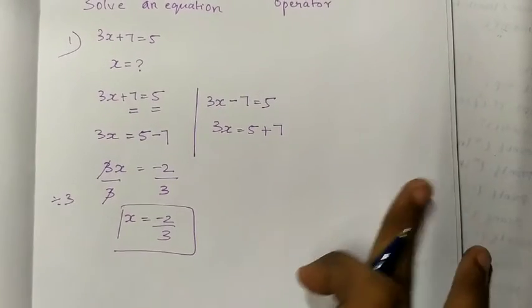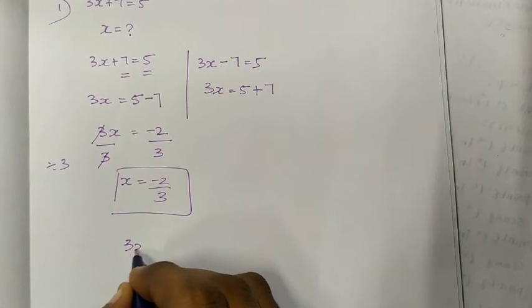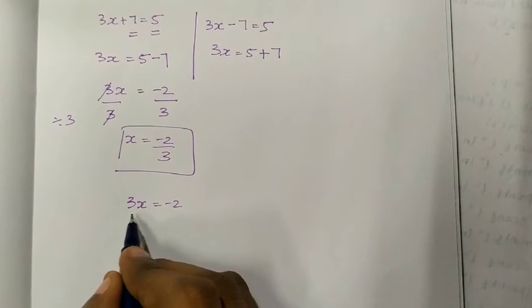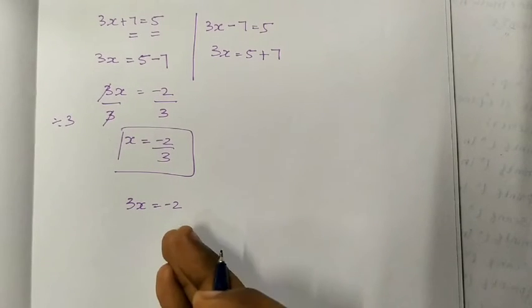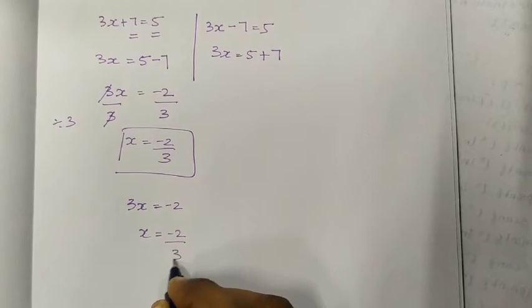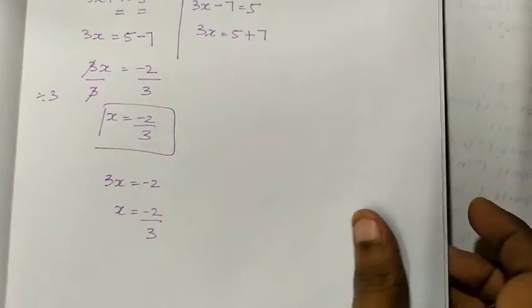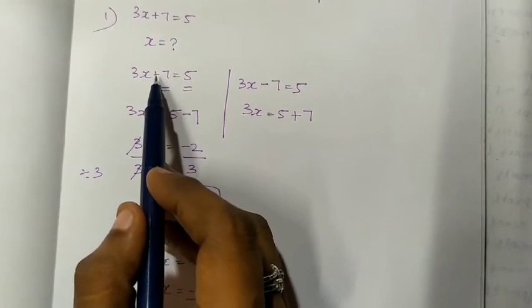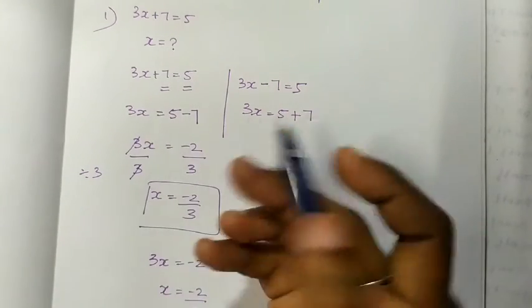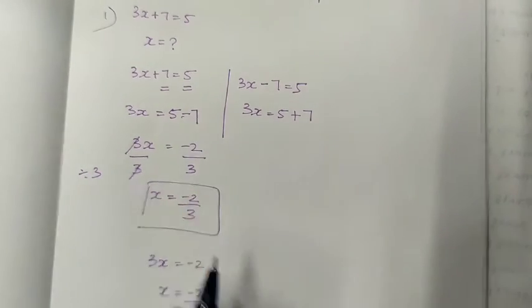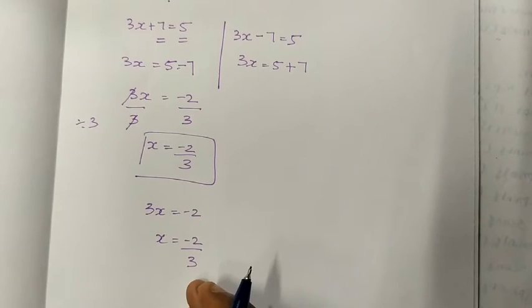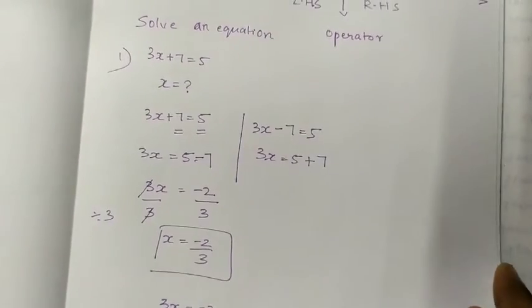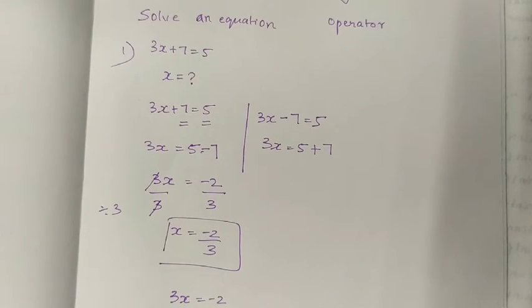Okay. The next method is, suppose you have 3x is equal to minus 2, here it is in multiplication, correct? If we bring that 3 to the opposite side, it gets converted to division. Okay, therefore x is equal to minus 2 by 3 will come. We already saw that when plus 7 is brought to the right hand side, it converts to minus 7. Same thing here, multiplication, when brought to the opposite side, changes to division. Can you understand?